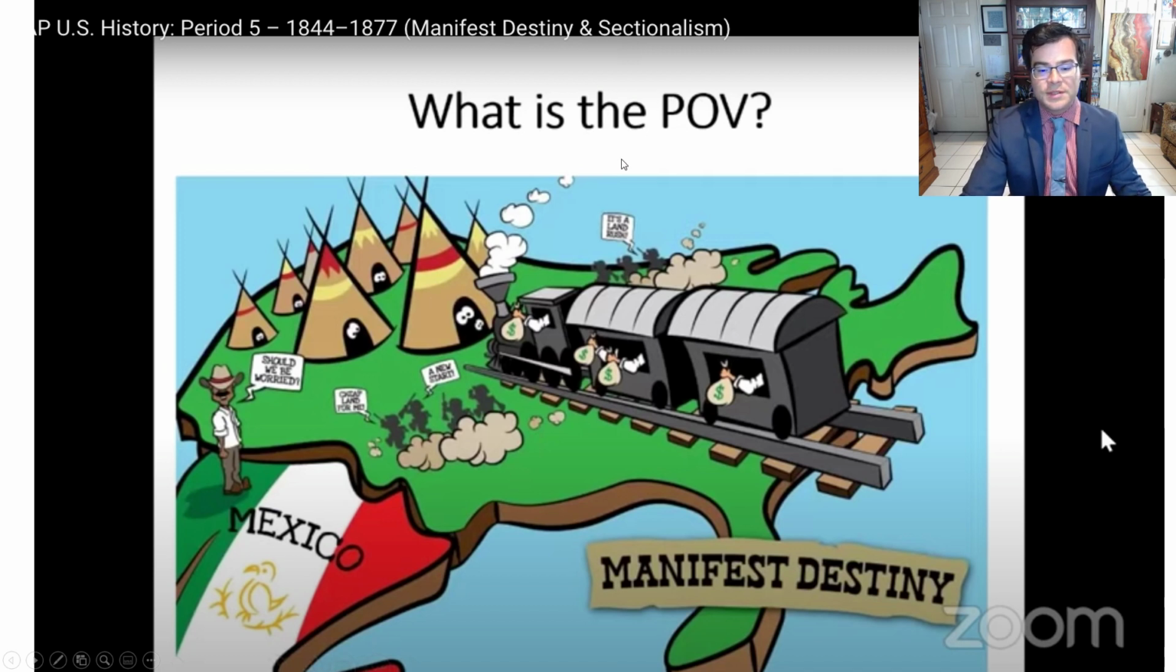So the point of view is kind of showing the other side, right? Showing the voices that aren't heard in history. Sometimes we like to focus on just the American perspective, the settlers, the expansion-oriented people. But who are the people on the other side of it, right? The Mexicans and the Native Americans are not going to be too thrilled about Manifest Destiny. It's going to impact them in a very negative way.